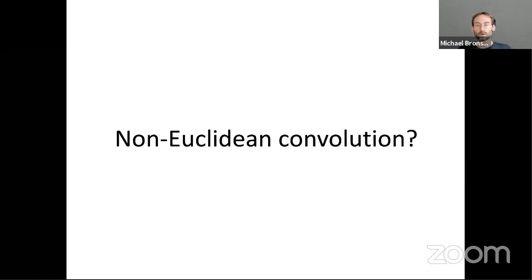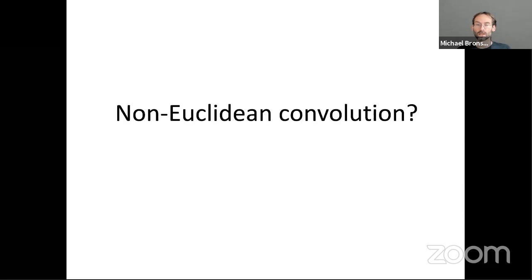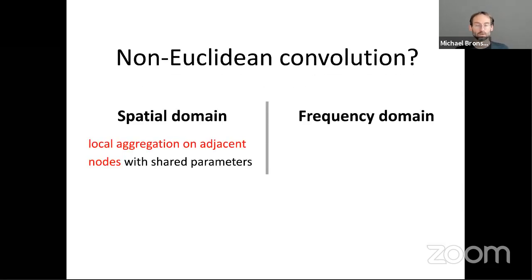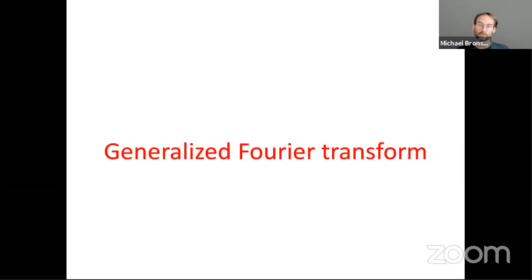So how do we do non-Euclidean convolution? And here again, we can make this analogy and do it either in spatial domain, so some kind of local aggregation on adjacent nodes, which we will now need to define, or in the frequency domain by generalizing the Fourier transform. As we'll see further down the road, the two views will be equivalent, but let me start with the spectral perspective by generalizing the Fourier transform.